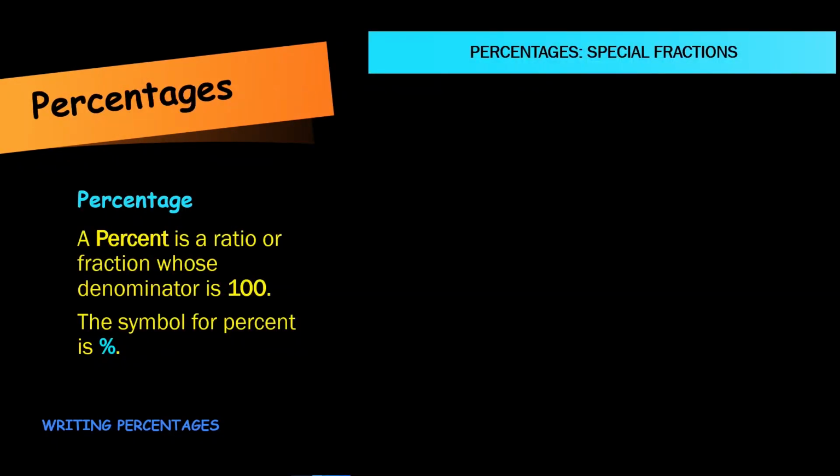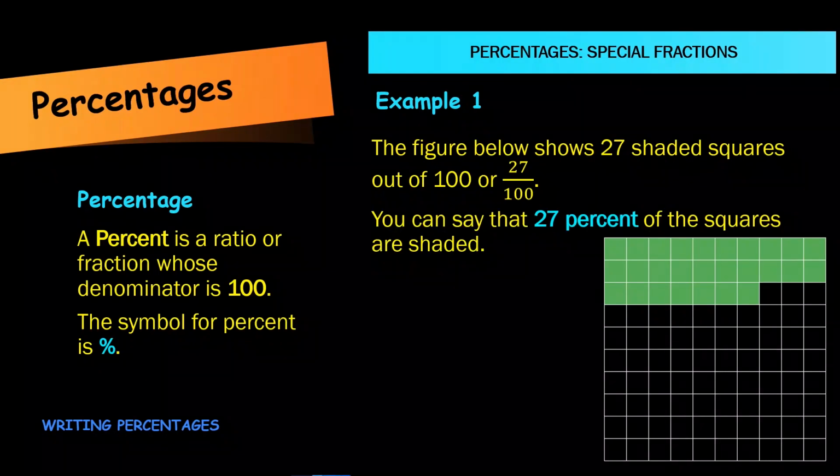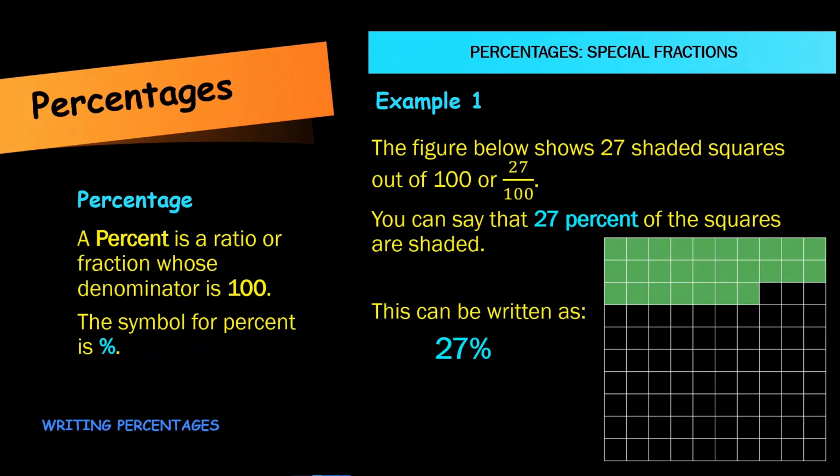A percent is a ratio or fraction whose denominator is 100. The symbol for percent is a diagonal line with a zero on either side, as shown in red on your screen. Let's take a look at an example. The figure shows 27 shaded squares out of 100. You can say that 27% of the squares are shaded. This can be written as shown in red on your screen.